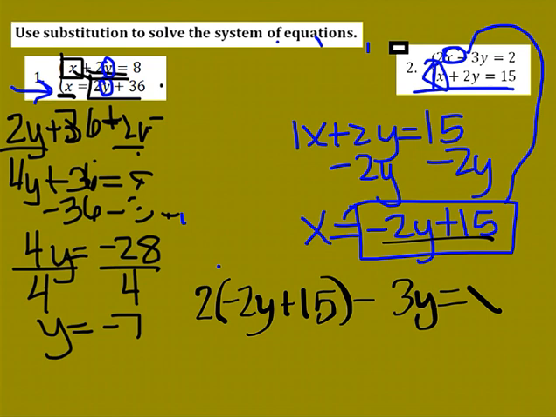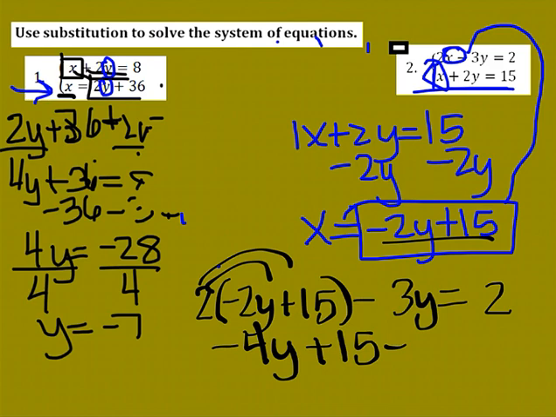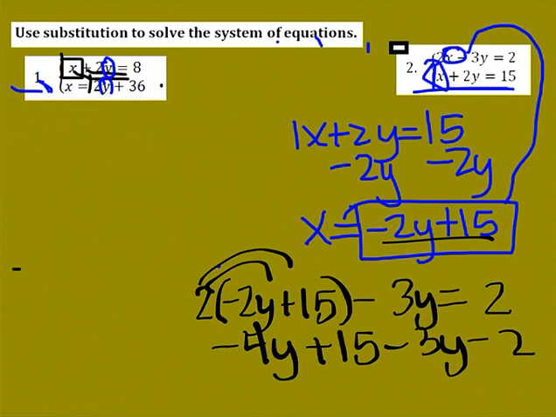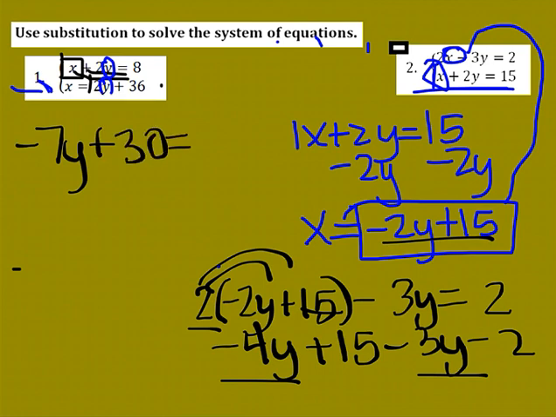So now all I have to do is some distributing. I'm going to start by doing this, and I'm really just solving for y. So I get 4y plus 15 minus 3y is equal to 2. I'm going to finish solving this over on this side, okay? So then 4y minus 3y, well, that's going to give me 7y. 2 times 15 is going to give me a positive 30, and that's going to be equal to 2.